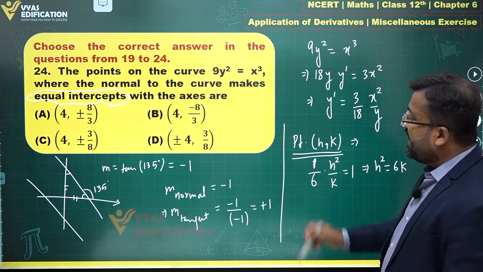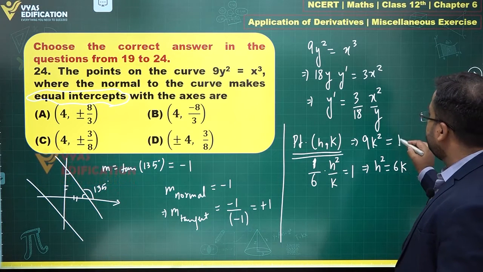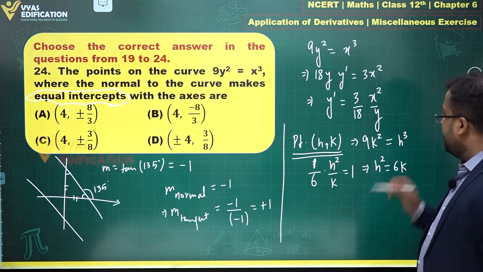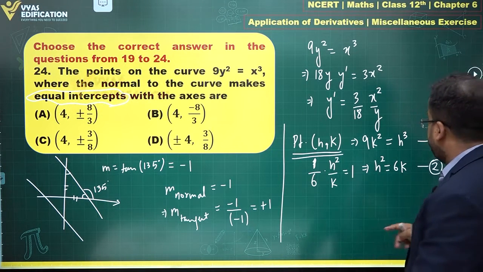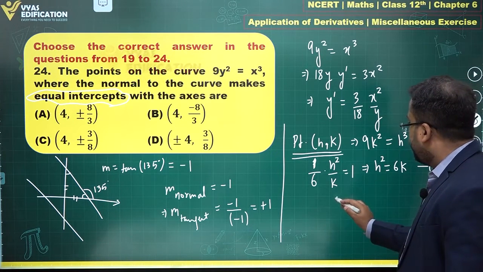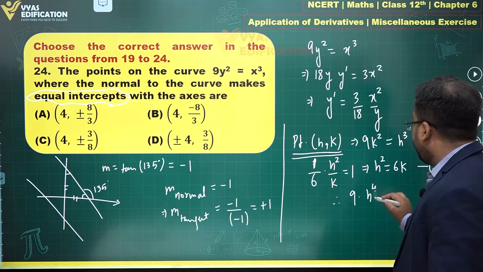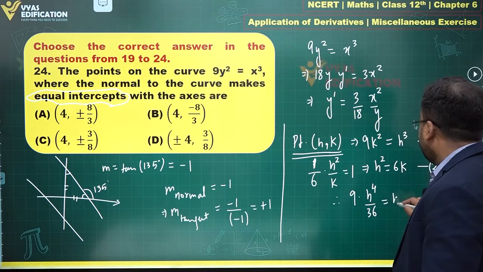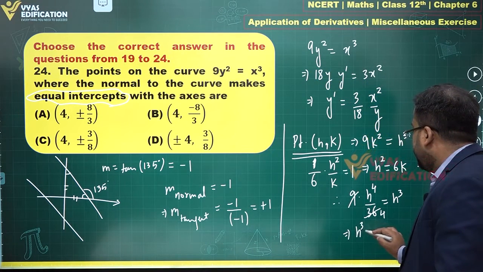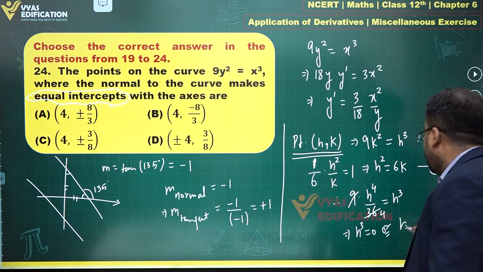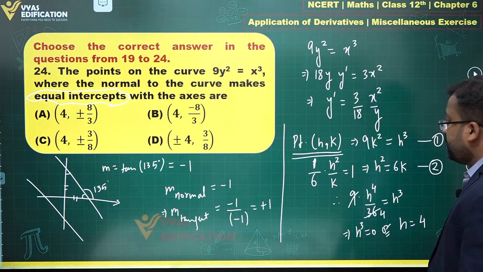This also tells me that if the point is h comma k, then 9k square will be equal to h power 3. Those are two things. There are two equations, 1 and 2. Let's solve the two equations to get the values of h and k. K can be substituted over here. Therefore, 9 times h square by 6, h power 4 by 36 is equal to h power 3. This becomes h power 4 minus 4 h power 3 equals 0, or h equals 0 or h equals 4 is what I get.